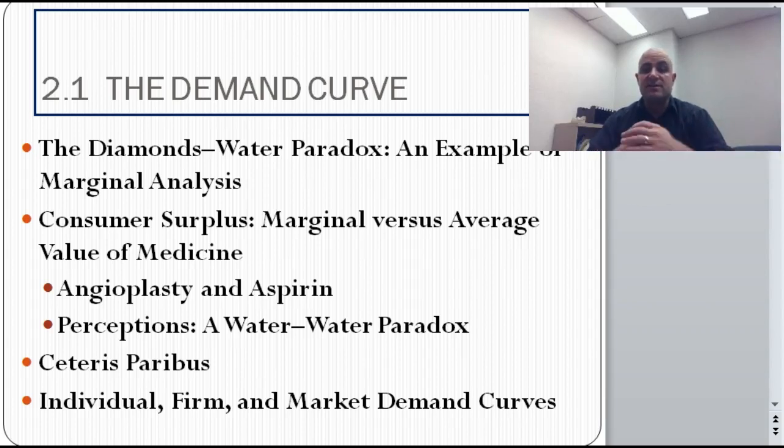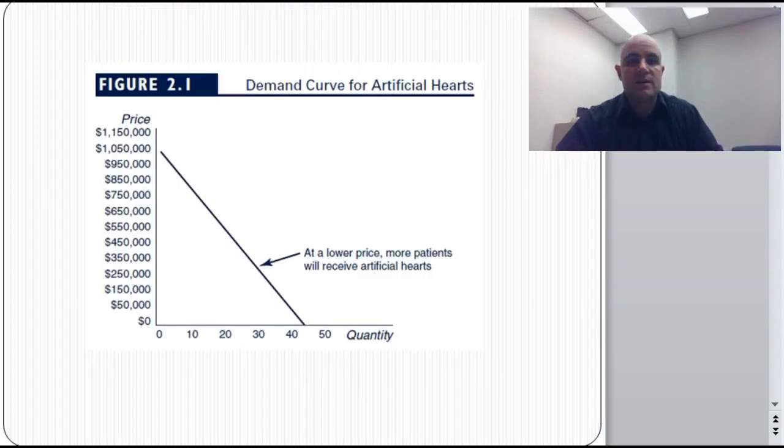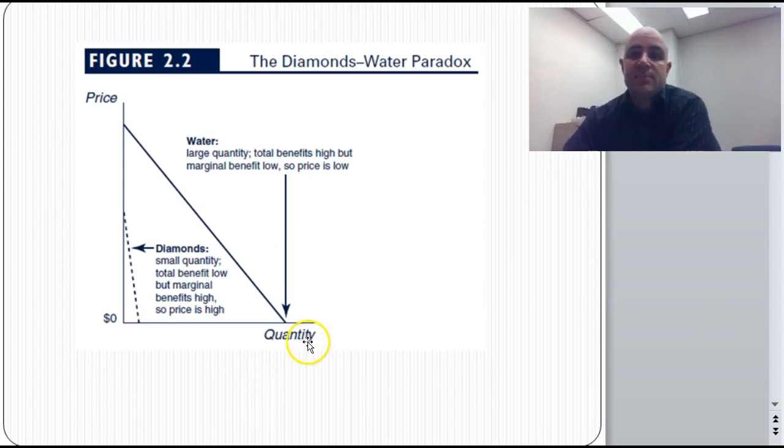So first, when we look at the demand curve, one of the things that gets talked about in some books, but not all of them, is the diamond's water paradox. And this is just kind of a way of explaining demand curves and why they are downward sloping. And so if we look at an example here, you have demand for water and demand for diamonds.